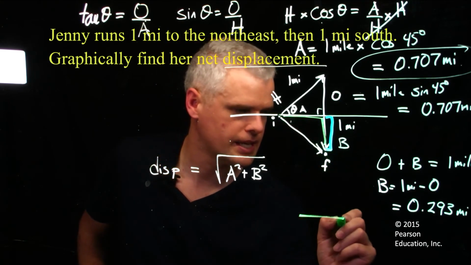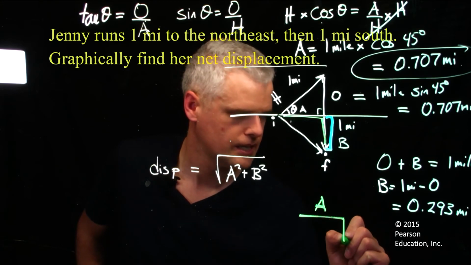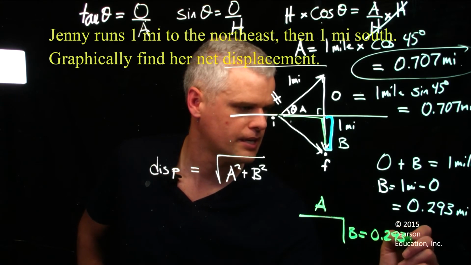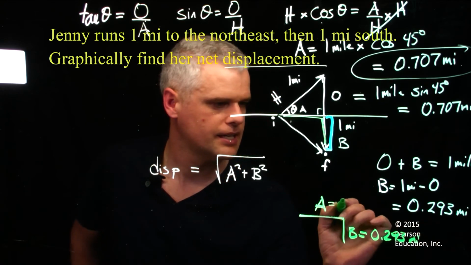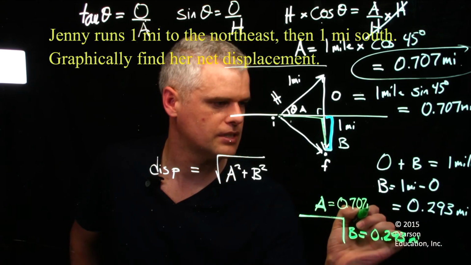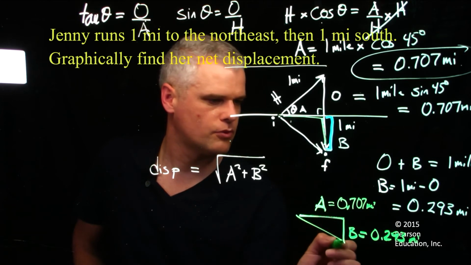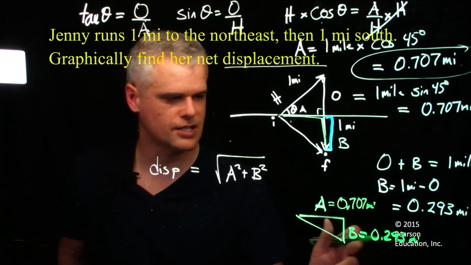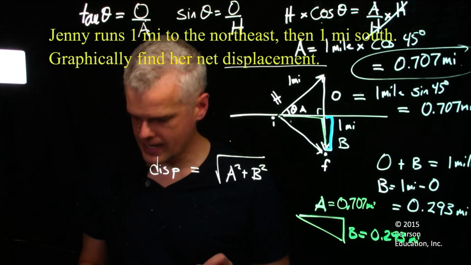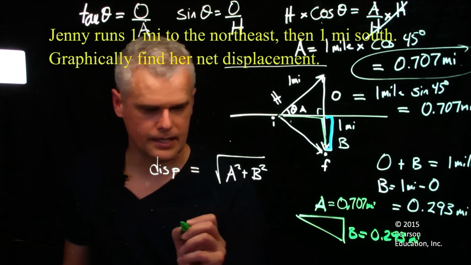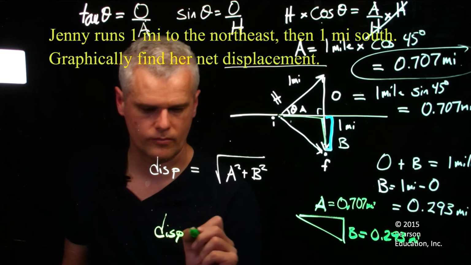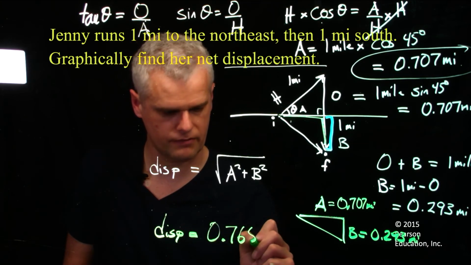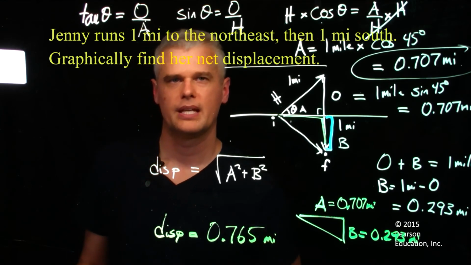So I have a triangle here. I'll draw it again. It has a side A and a side B, which is 0.293 miles. A is 0.707 miles, and therefore this hypotenuse is the square root of that squared plus that squared. And when I multiply that out, I get the displacement is equal to 0.765 miles.